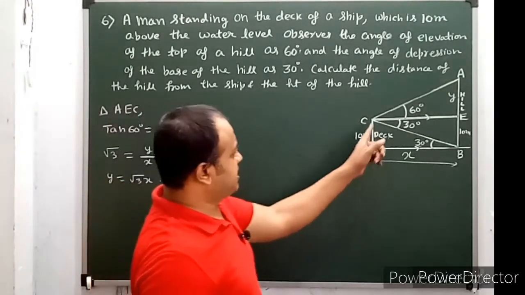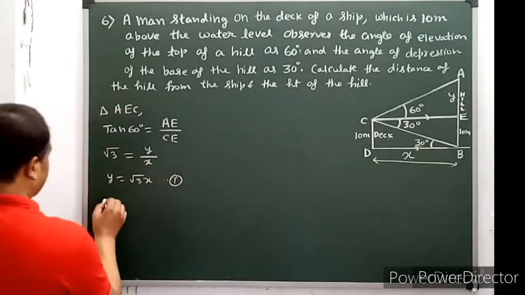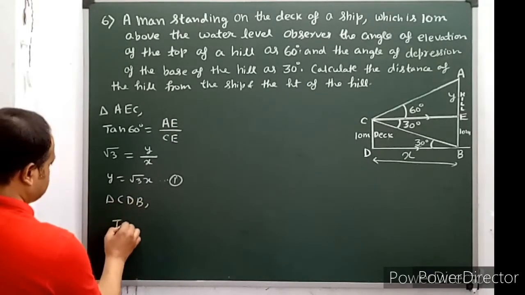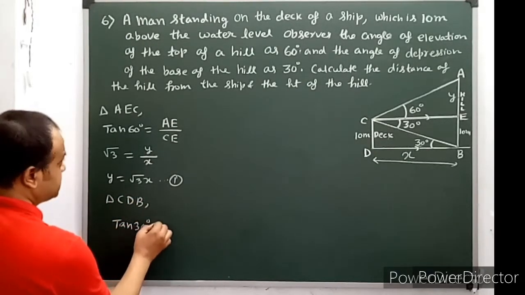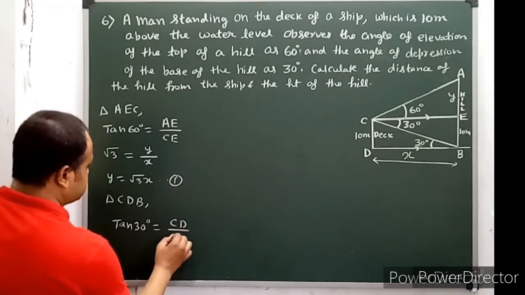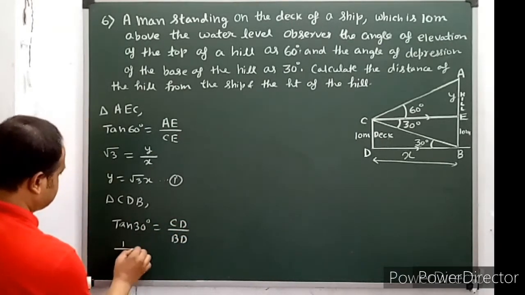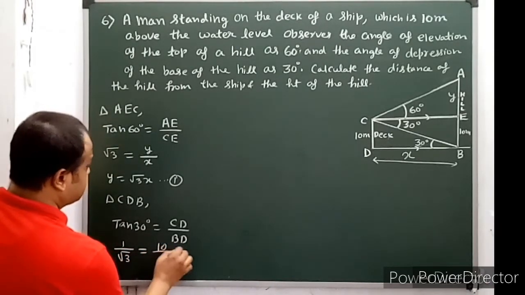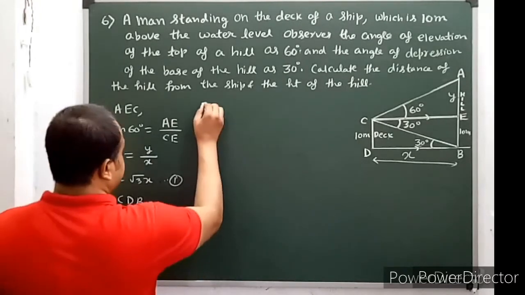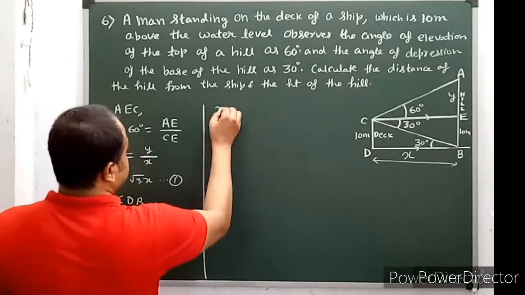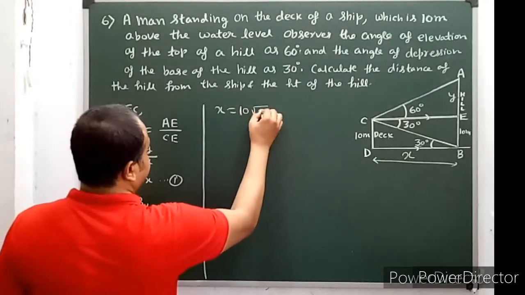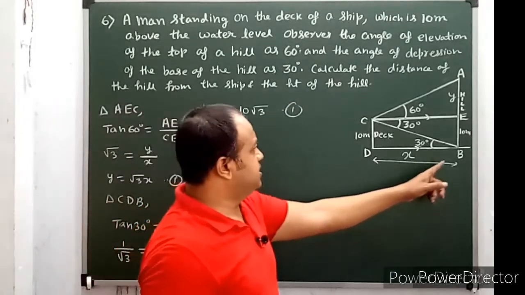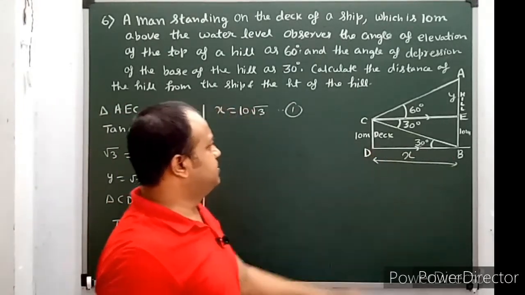Now we will take the triangle CDB. If you take triangle CDB, we get tan of 30 degree equals CD by BD. Tan 30 means 1 by root over 3. CD means 10 and BD is X. So we get here X equals 10 root over 3. So we have got the distance between the foot of the hill and the foot of the deck.